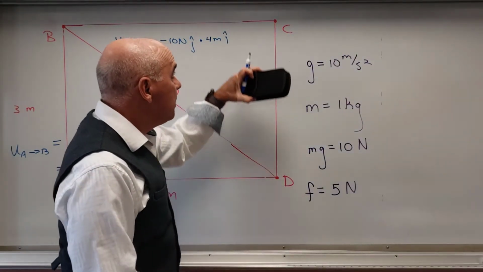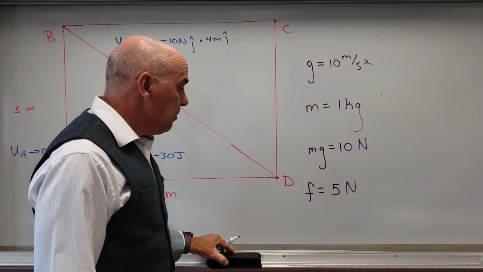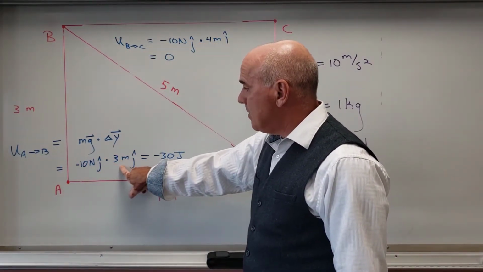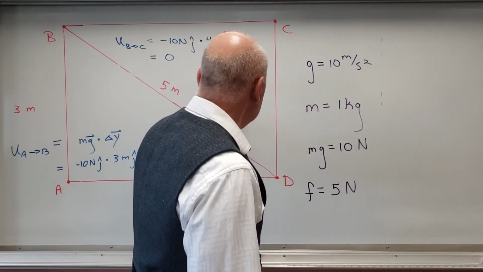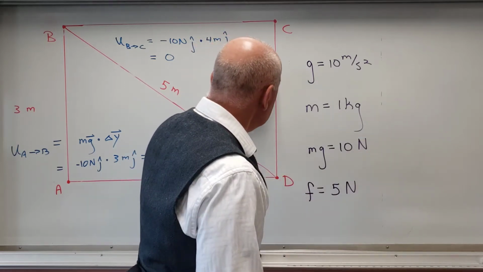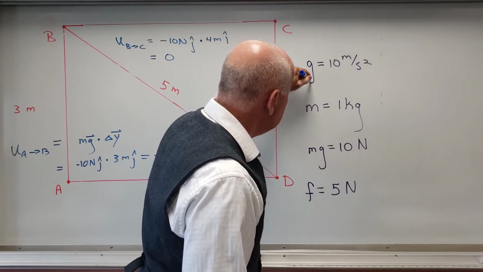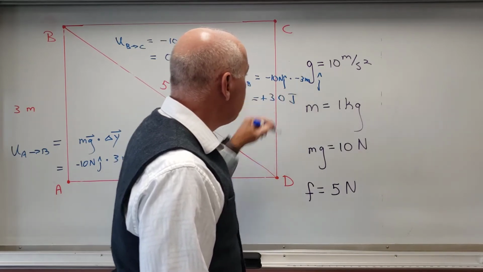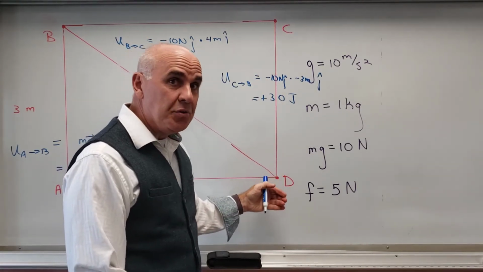All right, then the object's going to move from C down to D. Pretty much the same equation that I had over here, except that the delta y is going to be negative 3 meters. So the work going from C to D equals negative 10 newtons j hat dotted with negative 3 meters j hat. And so I'm going to get positive 30 joules. So the work done by gravity coming down from C to D is positive 30 joules.